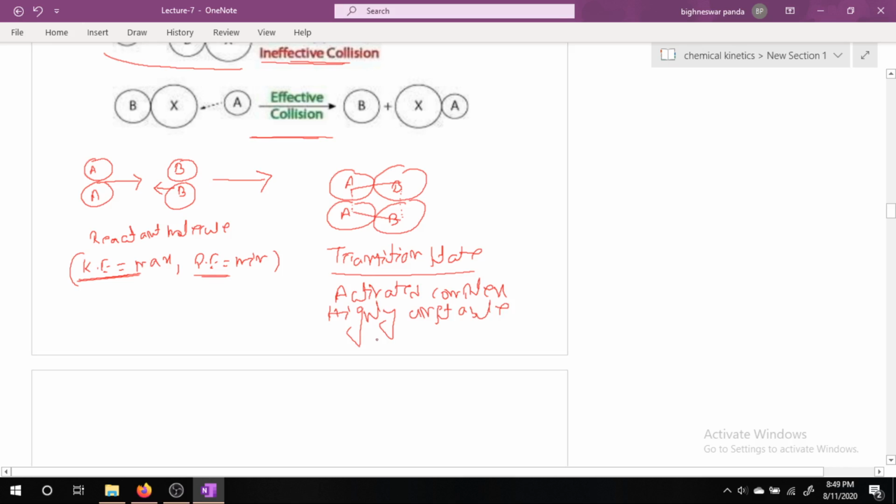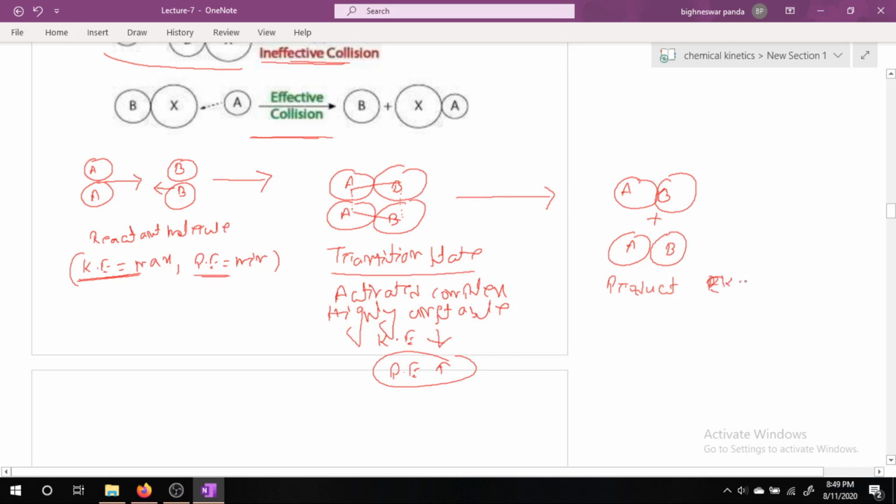Because their kinetic energy is very low but potential energy is very high. Any compound which has higher potential energy is unstable in nature, and this activated complex gives rise to product. So this is the whole reaction, and the product formed has very high kinetic energy and very low potential energy.